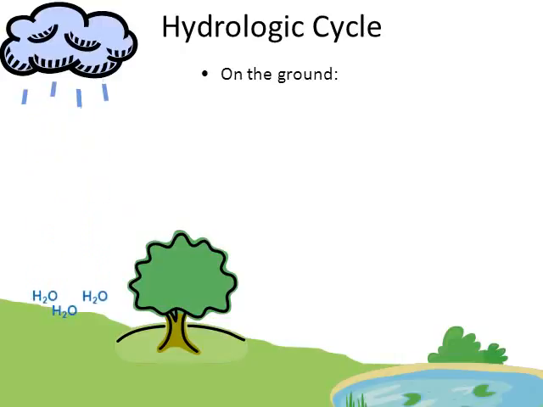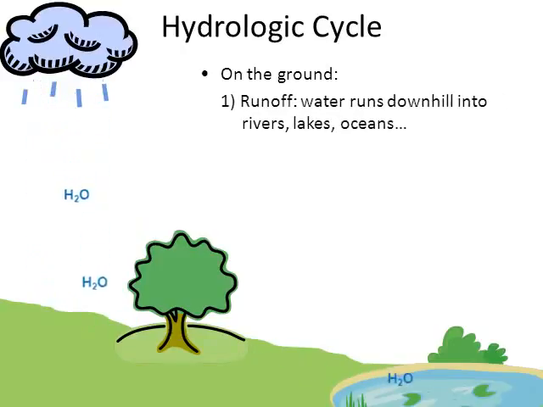So now that water's on the ground, so it's been raining or sleet or some kind of precipitation, what happens next? Well, water's going to do one of two things. Notice in the animation, water is simply running downhill, and that's simply called runoff. So when water hits the ground, it's going to roll downhill into a river, into a lake, into an ocean. Water is going to roll downhill into its lowest point, which eventually is probably going to be one of the oceans.